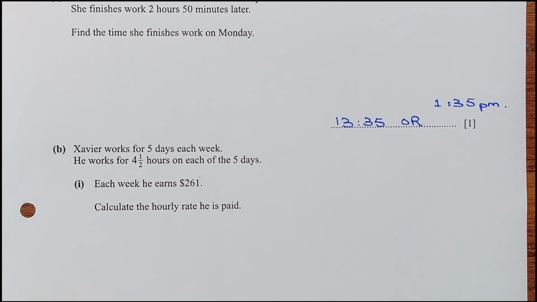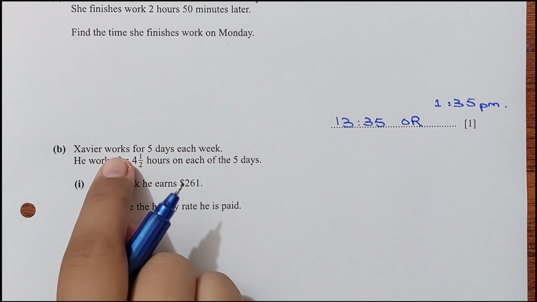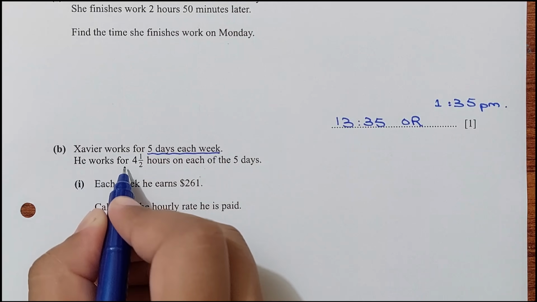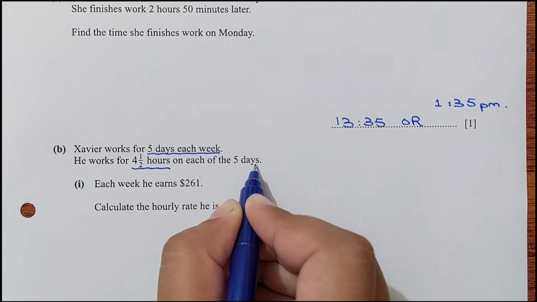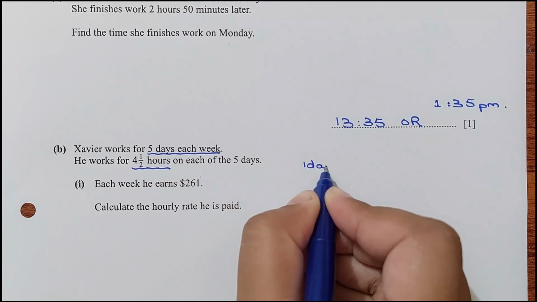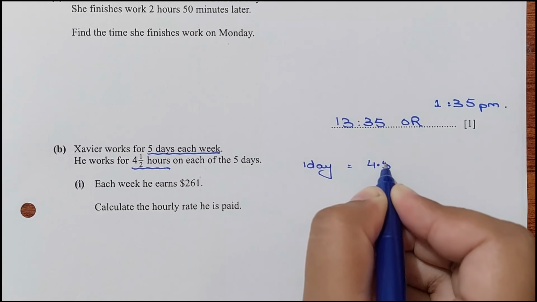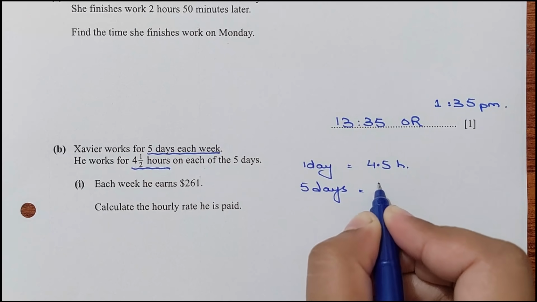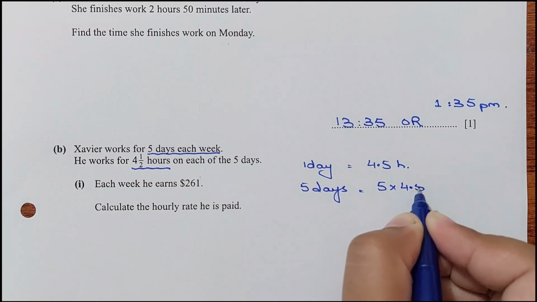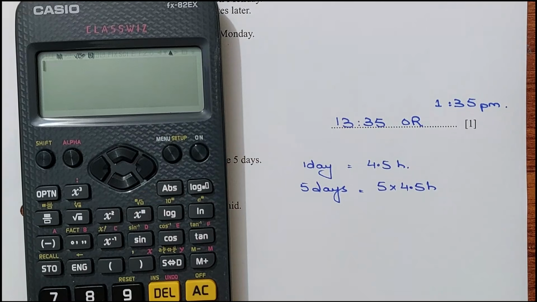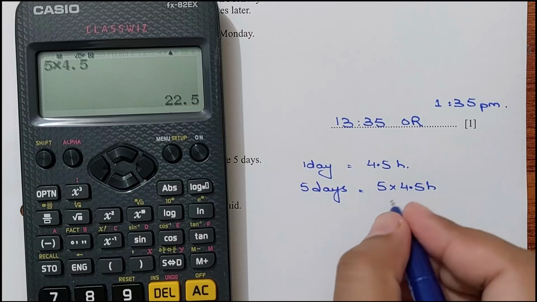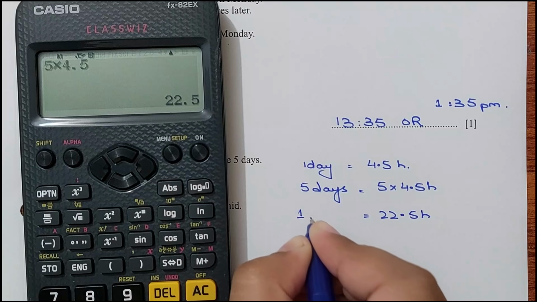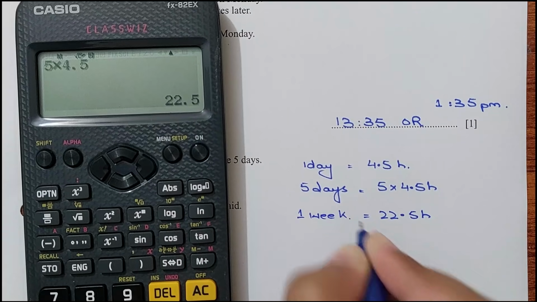Right? Now for part B, he works for 5 days each week. Okay, so 1 week he works 5 days. He worked for 4.5 hours on each of the 5 days. So 1 day he works 4.5 hours, right? 5 days he works 5 times 4.5 hours. Okay, 5 times 4.5, this is 22.5 hours he works in 1 week, because he worked 5 days a week.